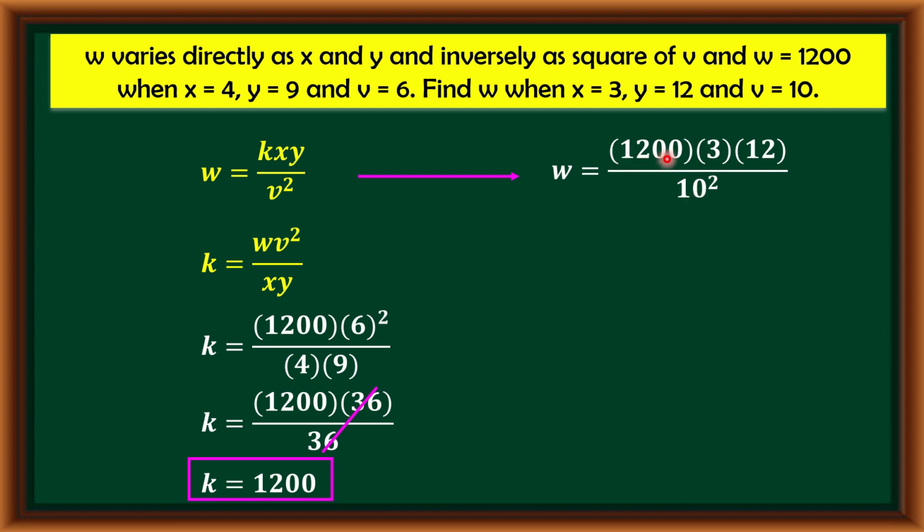And 1,200 times 3 times 12 is equal to 43,200 over 100 for 10 squared. And 43,200 divided by 100 is equal to 432. And that is the value of our W. So that is how we find the constant of variation, equation of variation, and the known variables in combined variations.